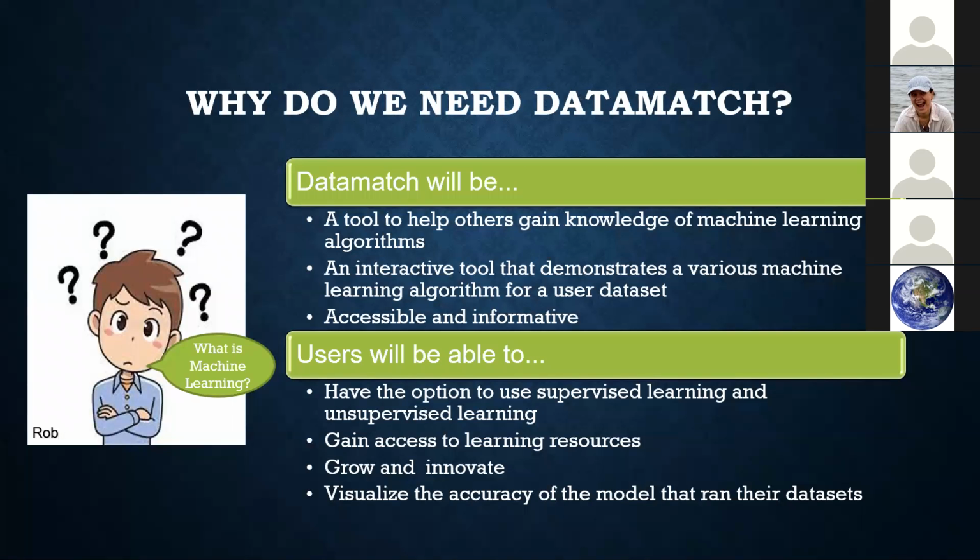So why do we need DataMatch? In the example on the left, there's a person named Rob. He's really confused. He's an economics major and he has this data set, and he wants to learn about what machine learning is. DataMatch will be able to give Rob knowledge about machine learning algorithms. It's an interactive tool to demonstrate machine learning algorithms on the user's data set, and it is really informative.